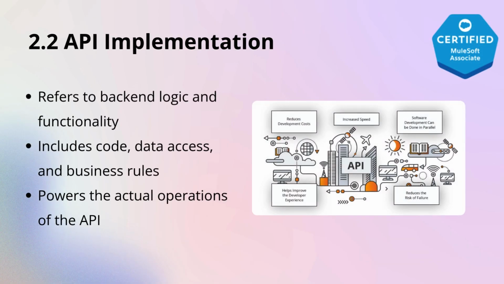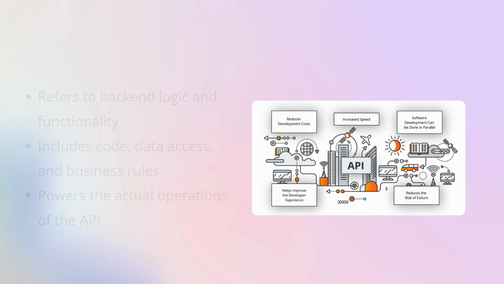Let's begin with the term API implementation. This refers to the actual backend logic and functionality behind an API. It includes the code, configurations, business rules, and data access that define what the API does. Think of it as the engine under the hood. What makes the API work when a request is made?